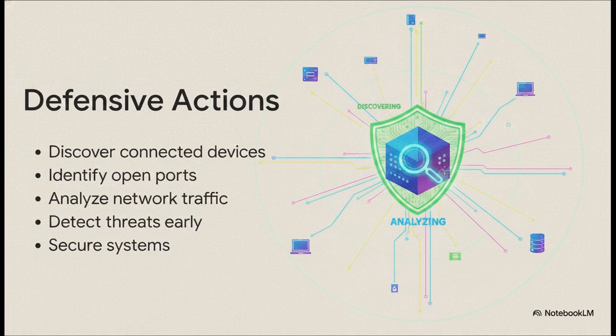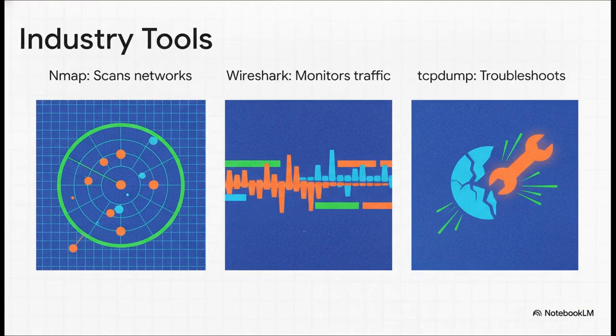It lets them identify open ports, which, if you think about it, act just like unlocked windows waiting to be pried open. By meticulously analyzing network traffic patterns, defenders can spot those subtle anomalies that give an attacker away. It lets them detect threats early and secure the system well before the damage is actually done. And cybersecurity experts don't just guess. They rely on a powerful, specialized arsenal to see the invisible.